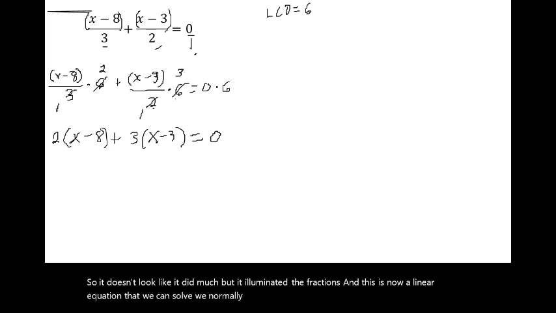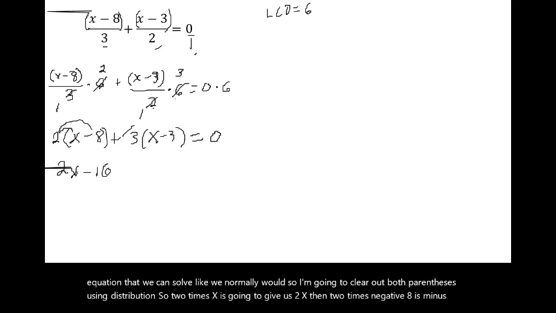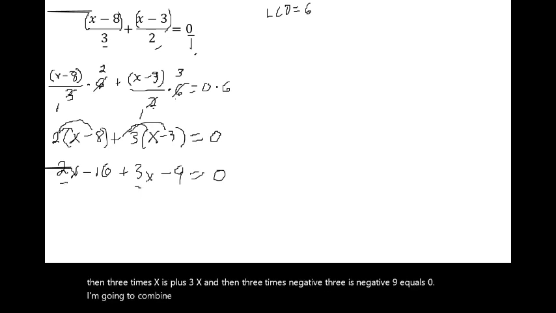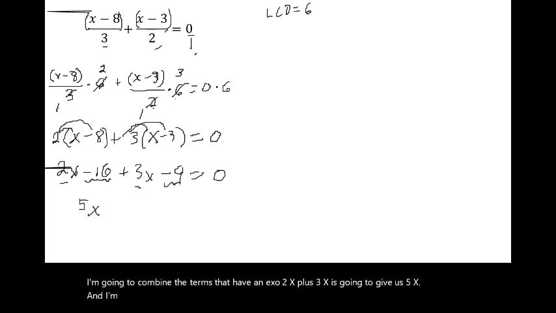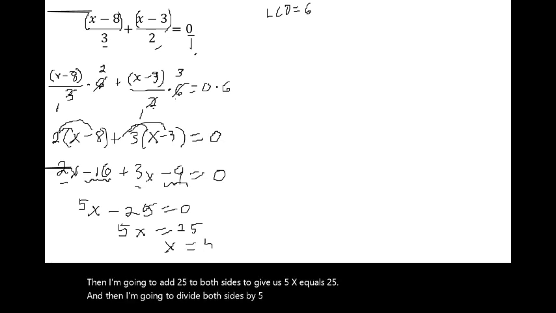So I'm going to clear out both parentheses using distribution. 2 times x is going to give us 2x. Then 2 times negative 8 is minus 16. Then 3 times x is plus 3x. And then 3 times negative 3 is negative 9, equals 0. I'm going to combine the terms that have an x, so 2x plus 3x is 5x. And I'm also going to put together minus 16 minus 9, which is negative 25. Then I'm going to add 25 to both sides to give us 5x equals 25. And then I'm going to divide both sides by 5, giving us x equals 5.